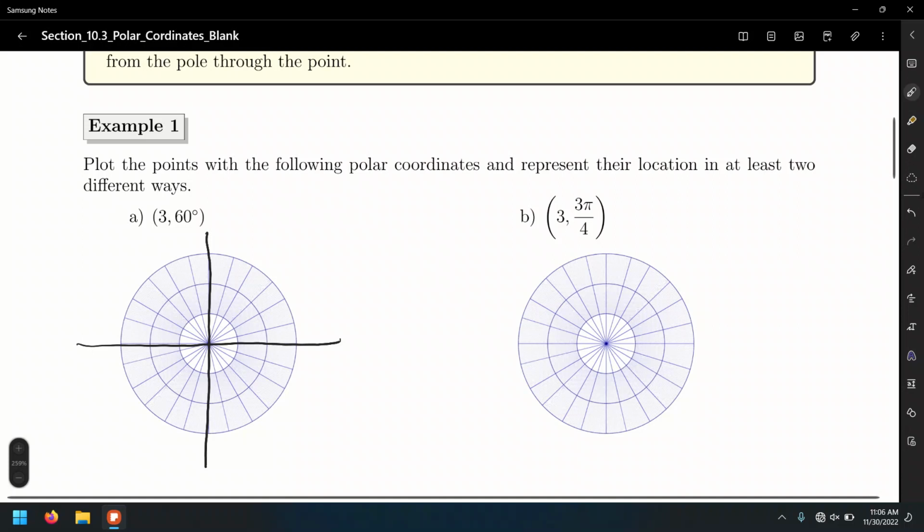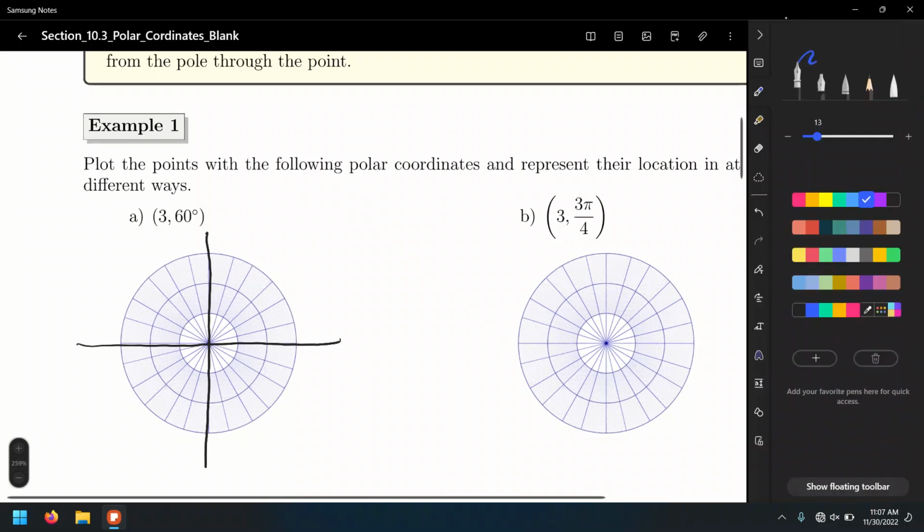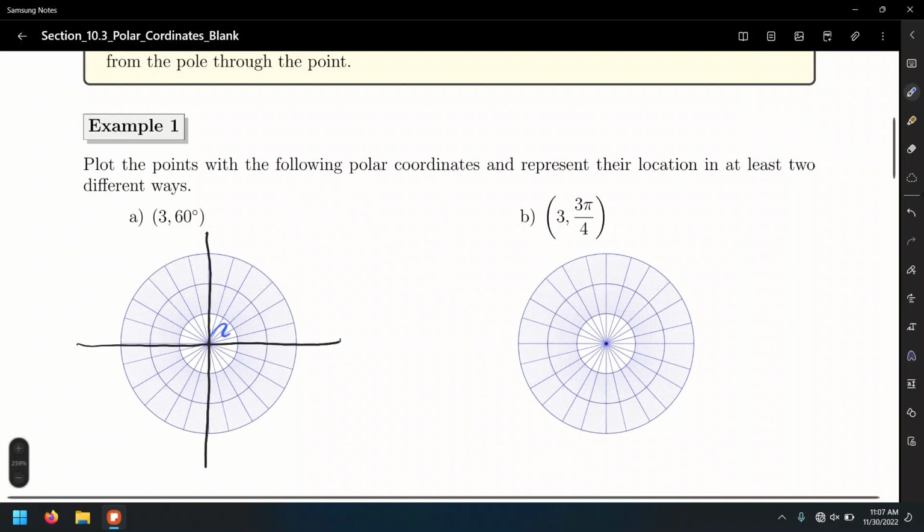In this case, I'm going to go from the pole. I'm going to go a radius of 3, and then I'm going to pan my camera to 60 degrees, which is going to be here. All right. That's our 60-degree angle, and that's the ray generated by that point coming from the pole. Well, that's (3, 60).